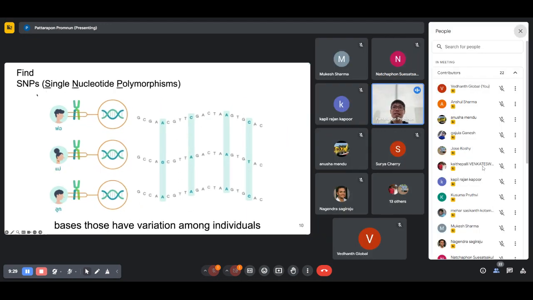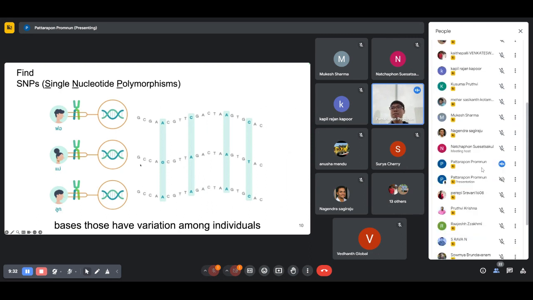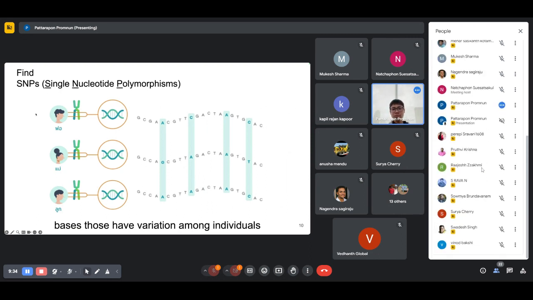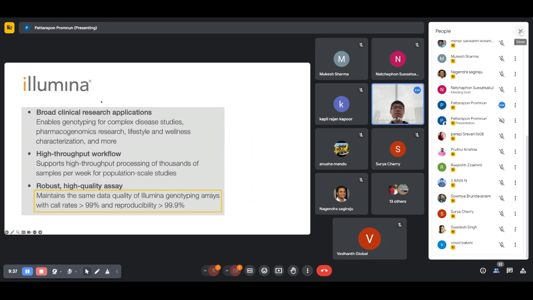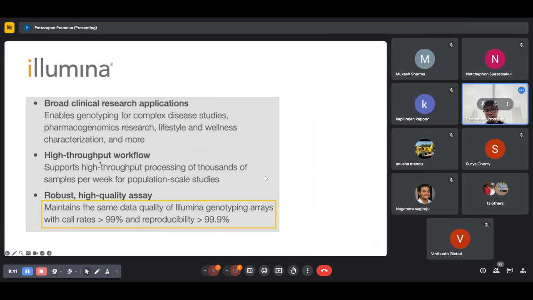These are called SNPs. The DNA variations that are different among individuals are called SNPs. And this is the lab from the US that we collaborate with. It's called Illumina.